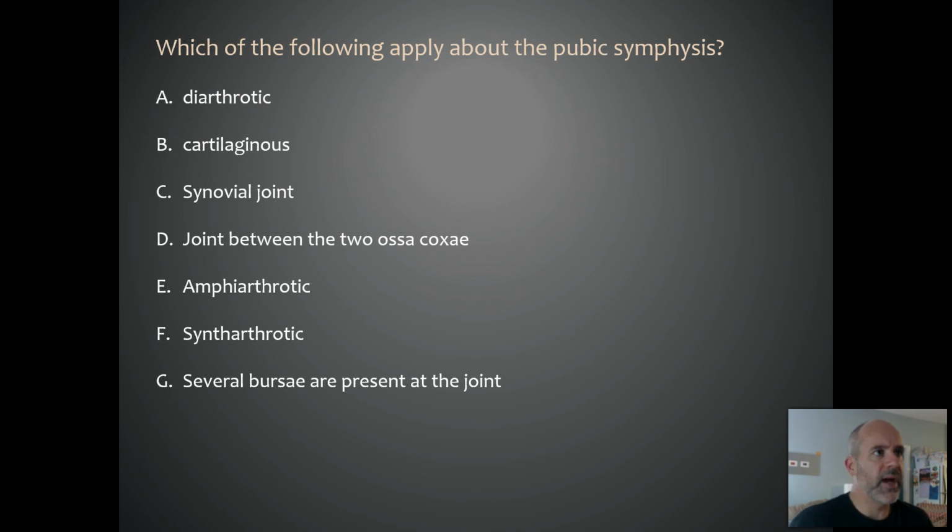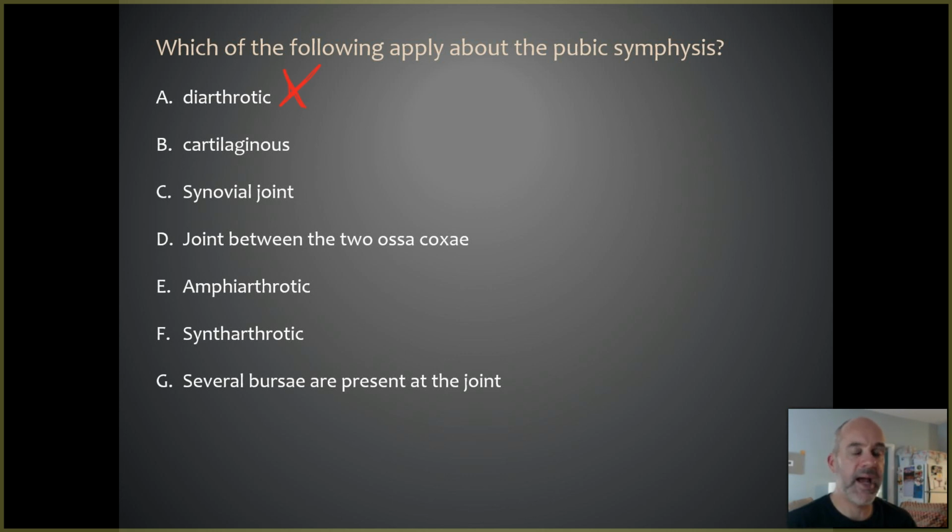This is a joint question: which of the following apply about the pubic symphysis? The pubic symphysis. All right, so let's go through these. Multiple answer. Is this a diarthrotic joint? Diarthrotic means the joint is freely movable. You have good motion at the joint. And do you have good free motion at the pubic symphysis? Hopefully not. We're going to X that one out for sure.